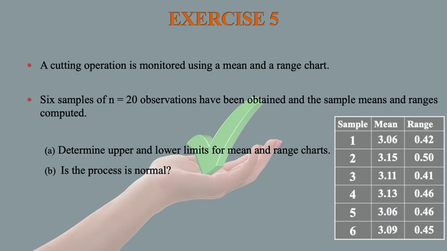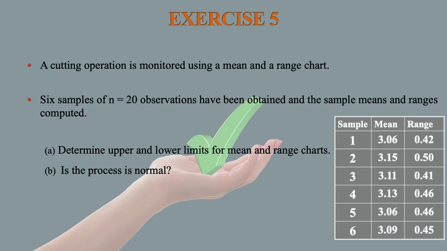Let us take another numerical. A cutting operation is monitored using a mean and a range chart. 6 samples of n equal to 20 observations have been obtained and the sample means and ranges computed. For these 6 samples, the mean and ranges are given.